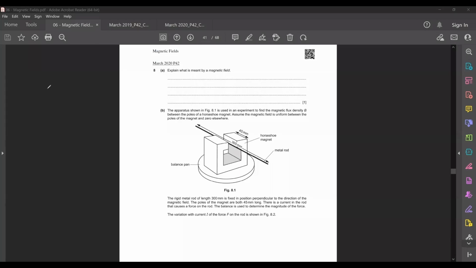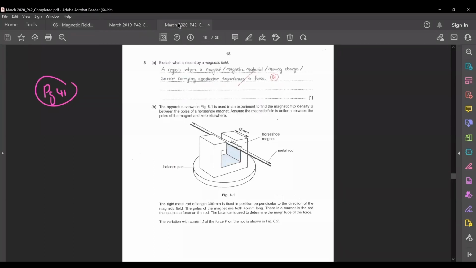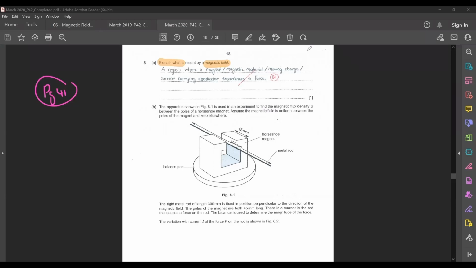For the next question, you can actually have a look at page 41. This would be March 2020 P42. So in that question right now, for the first part, you are supposed to explain what is meant by a magnetic field. A magnetic field is just simply a region where a magnet, a magnetic material, moving charge, or current-carrying conductor experiences a force. Now in your marking scheme, you can actually just choose any one of these. But if you want to be safe, you can just write everything in.